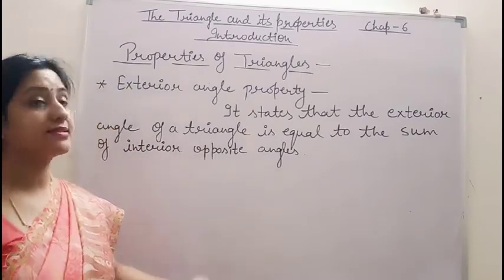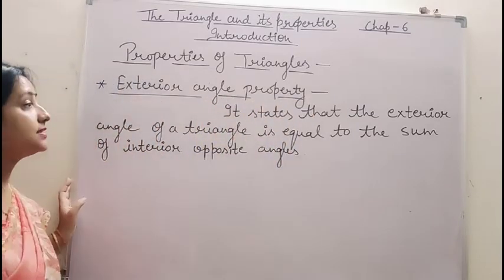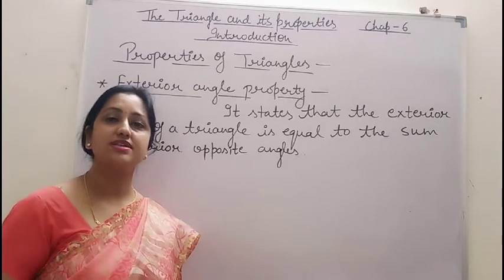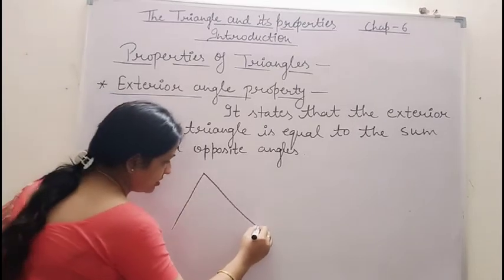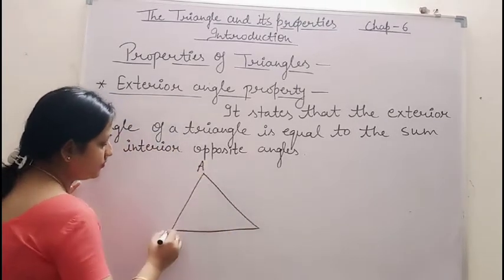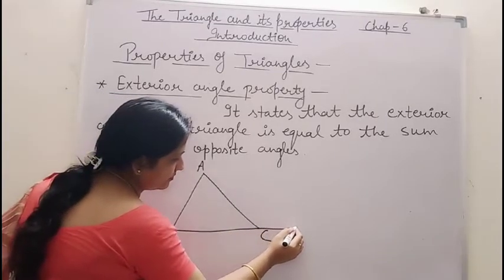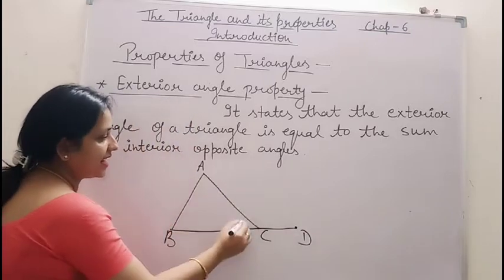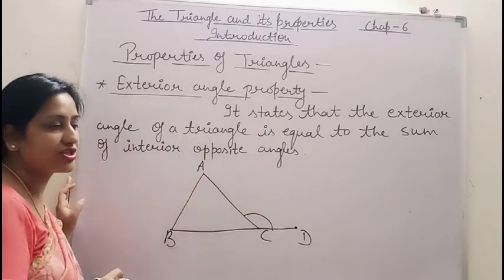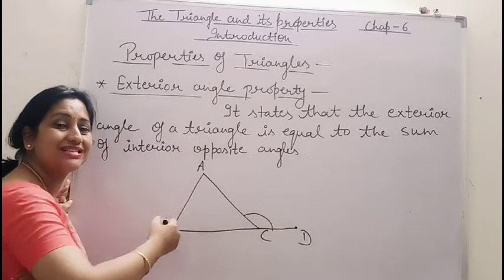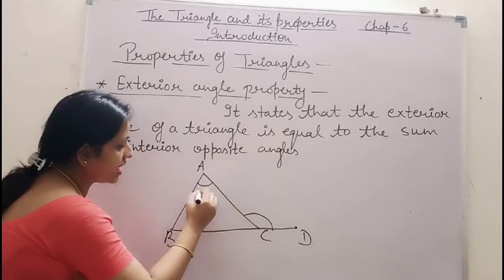So the first property is the exterior angle property. It states that the exterior angle of a triangle is equal to the sum of the interior opposite angles. Suppose I make triangle A, B and C. If we extend BC to point D, then ACD is an exterior angle of this triangle. According to the definition, the exterior angle is equal to the sum of the interior opposite angles.